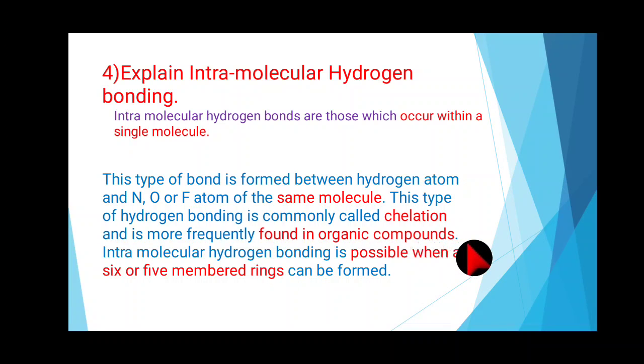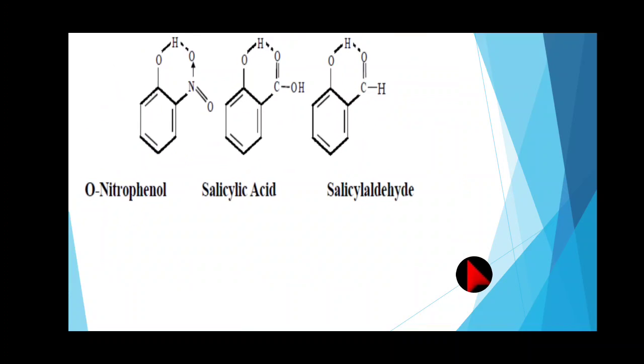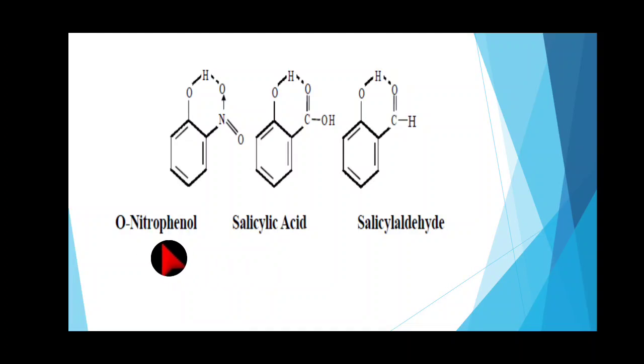So intramolecular hydrogen bonding, where can we find it? In most organic compounds. Intramolecular hydrogen bonding is possible when a 5 or 6 member ring forms in organic compounds. So what are the examples? Here, 3 examples we can find: orthonitrophenol, then salicylic acid and salicylaldehyde.